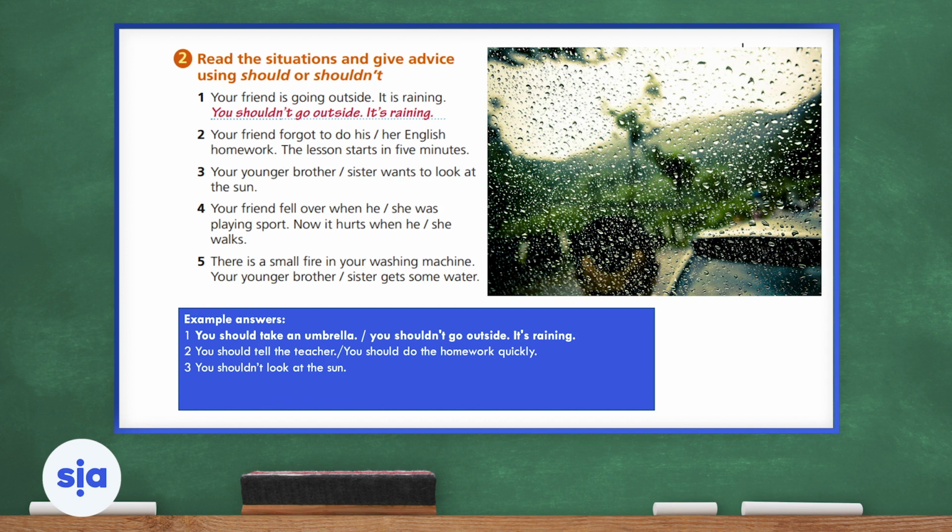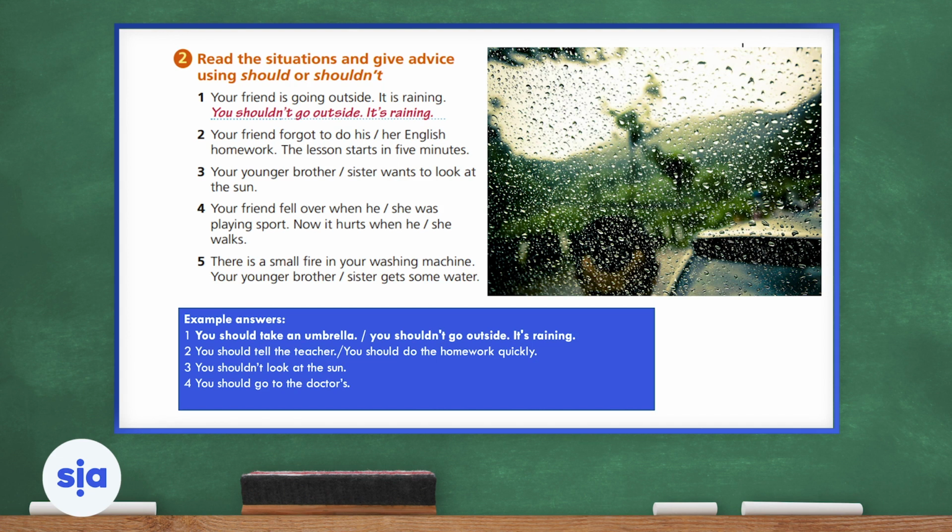Your friend fell over when he or she was playing sport. Now it hurts when he or she walks. What advice should we give them if their legs hurt after having an injury while playing sports? You should go to the doctors, or you should stop walking and rest your feet. We can say either one of them. Let's move on to number 5.